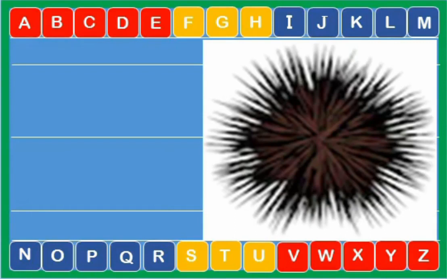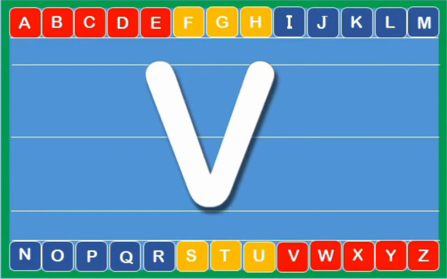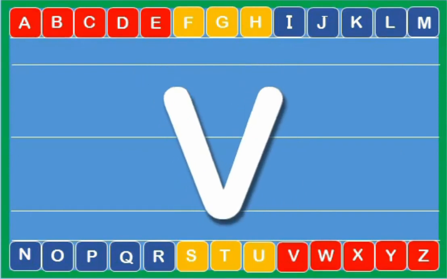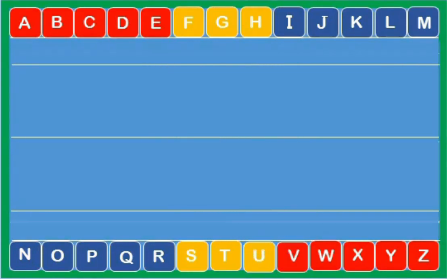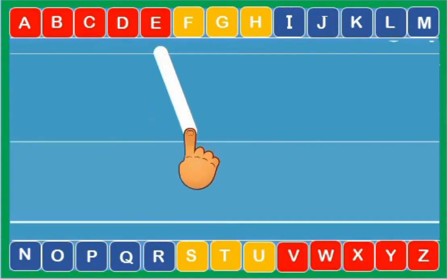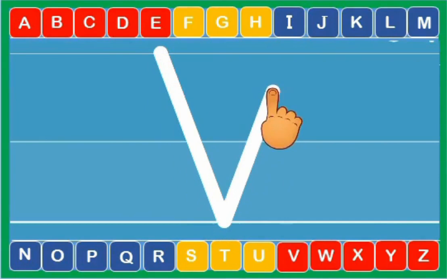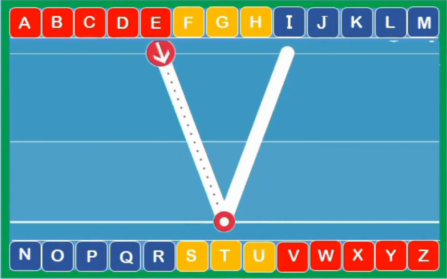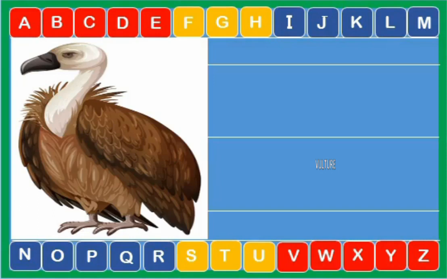Next is letter V. A right stroke and a left stroke up. V for vulture.